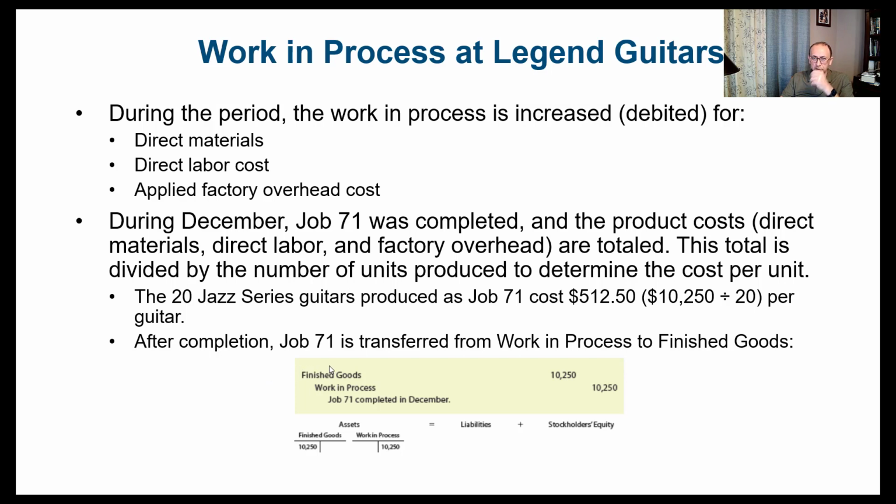So after completion of Job 71, Job 71 is transferred from work in process to finished goods. So once finished goods has been completed, we debit it because now we want to increase the finished goods inventory. So we debit finished goods inventory by $10,250, and we reduce the amount of work in process, because remember, work in process is part of our inventory. So the work in process is going to be credited for the same value, 10,250. Notice that both of them are under assets on the accounting equation.